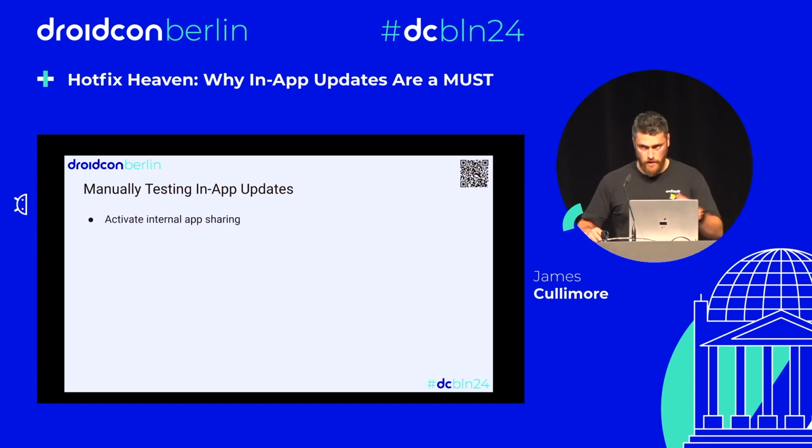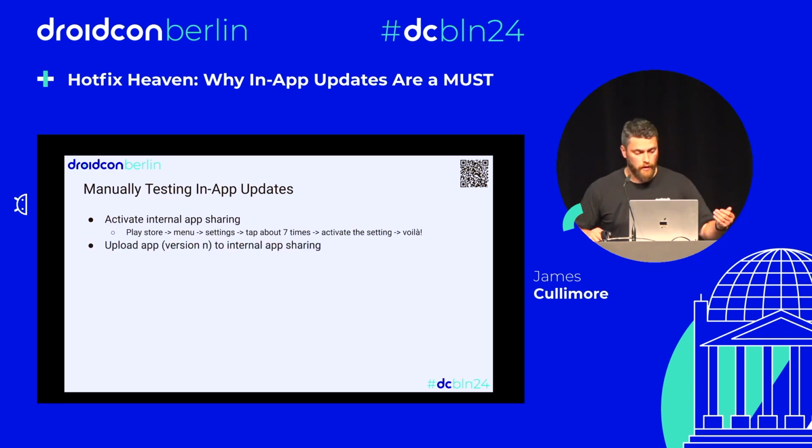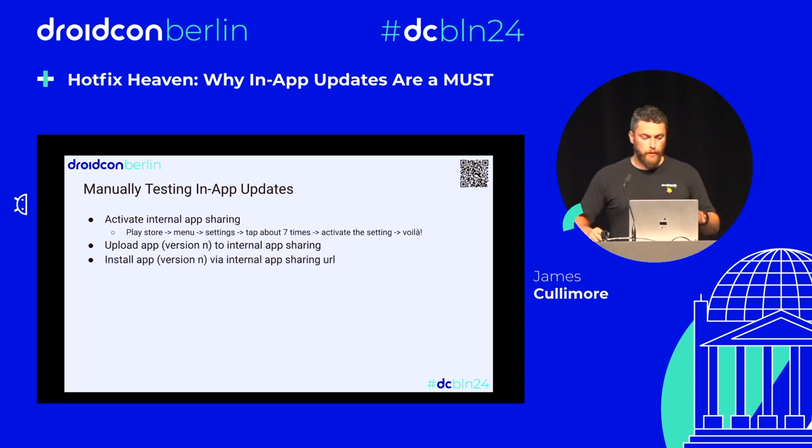So you have to, first off, activate it. And you do so by going into the Play Store, menu, settings, tap about 7 times, activate the setting, and voila. Very similar to developer settings, which most of you might know. Then we upload our app version. So in this case, version 1, with our in-app logic already built in. And we will install said version on our device via the app sharing URL.